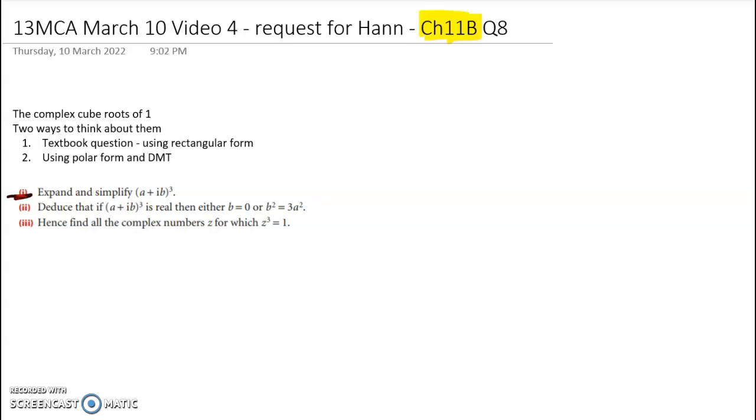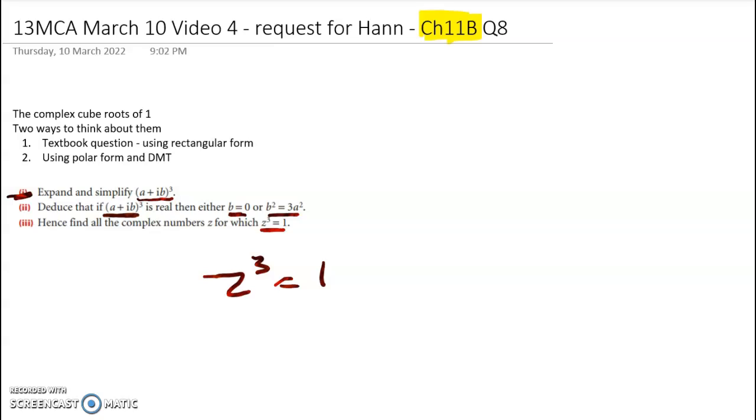So we're asked first of all to expand and simplify this, and then we have to deduce that if this complex number, so z cubed, is real, then either this must be true or this must be true. And from there, we have to go on to find all of the complex numbers for which z cubed is equal to 1. So we're basically being asked to find the complex cube roots of 1, but we're working entirely in rectangular form.